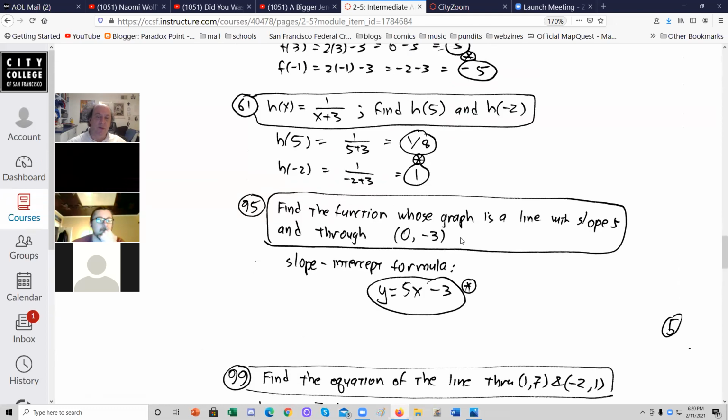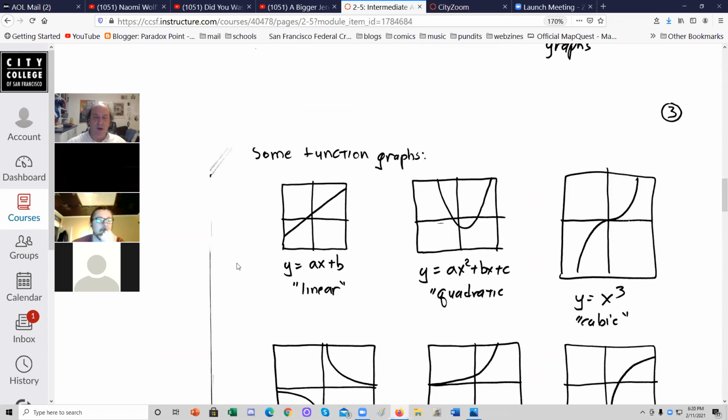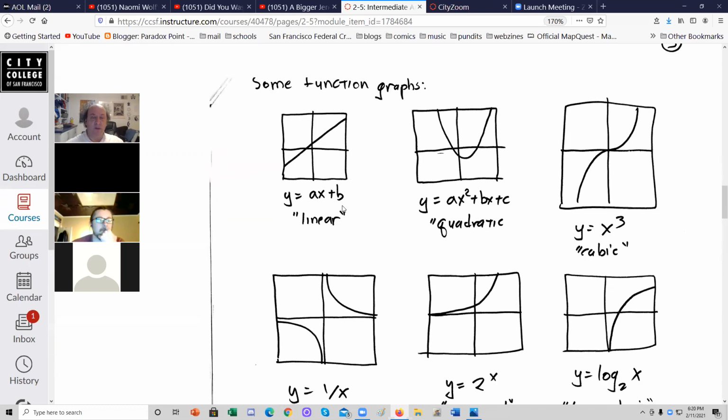I should have mentioned this before. We may have done this before, but in this function, ax plus b, when x equals 0, y equals b. So this point right here is 0 by b. It's called the y-intercept. And a is the slope of this line. Have we gone over slopes yet? Well, if not, then we will. Anyhow, this is the slope-intercept form.